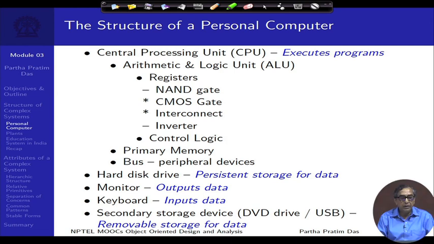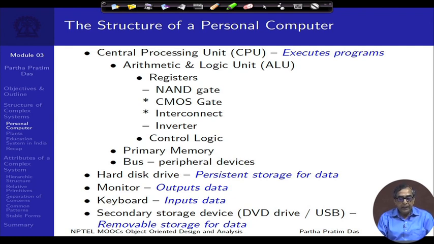It will comprise a CPU, which is a basic component which executes programs. It must have a hard disk to store the programs and data on a persistent basis. It must have a monitor, the output device, to display and interact with us. It must have a keyboard as an input device, and typically it will have a removable secondary storage like USB or DVD. At least these are the minimum components which will define a personal computer.